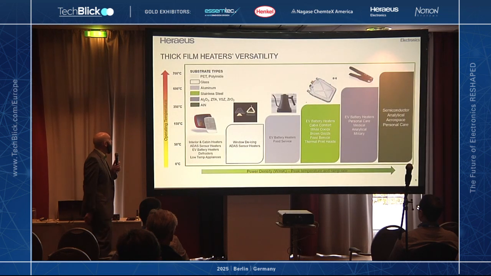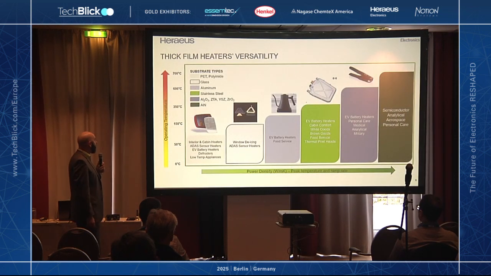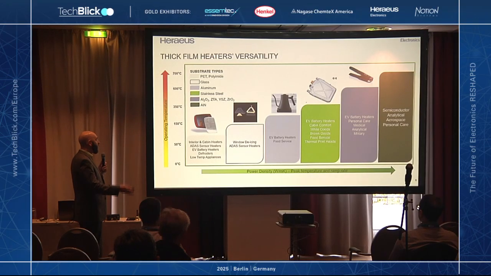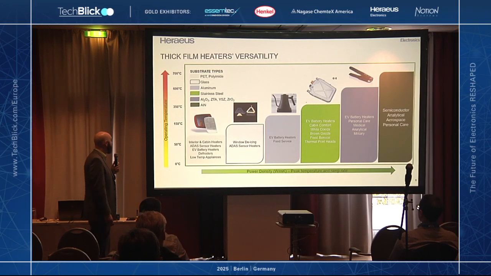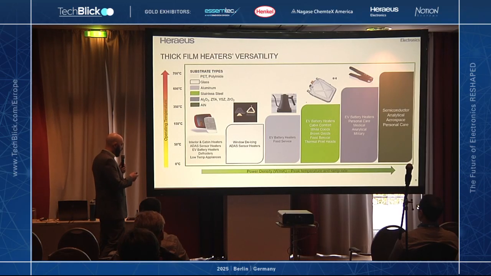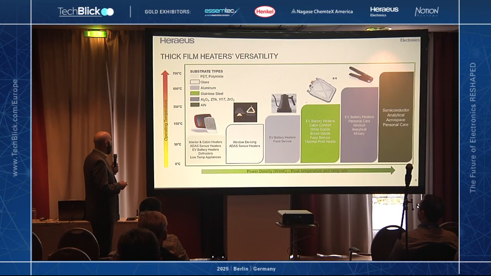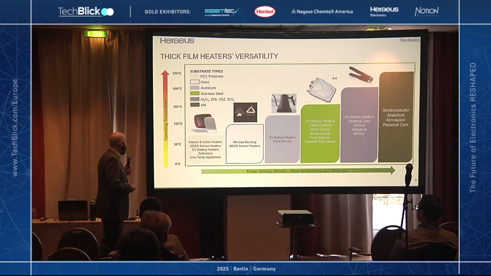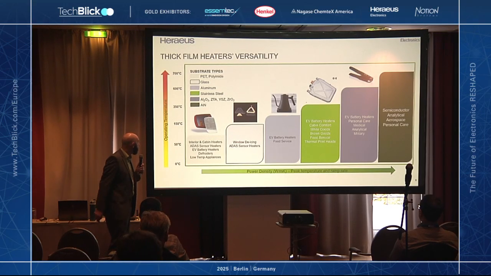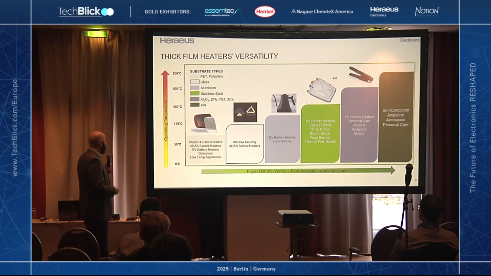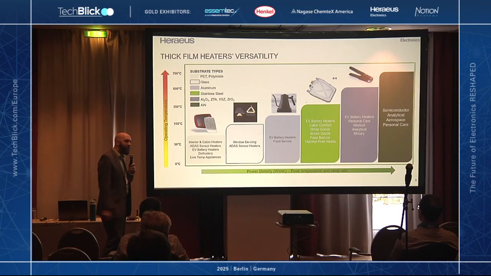All right. And then this is a nice graph showing the versatility of the different thick films by substrate. So here we have PET, glass, aluminum, stainless steel, alumina, and aluminum nitride. And as you go up in power density, you can use these different systems for these different applications. And then depending on your target operating temperature, you can select from these systems that we have available.